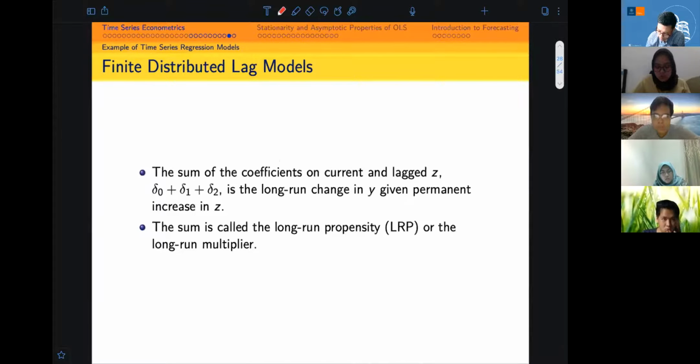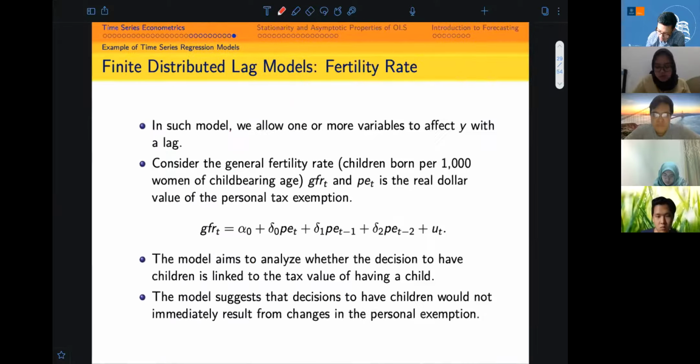And so the sum of the coefficients on the current and the lagged Z, which is delta 0 plus delta 1 plus delta 2, is what we refer to as the long run change in Y given a permanent increase in Z. Okay, and the sum is called the long run propensity or the long run multiplier. All right. So any questions before I go and discuss the example? Go ahead.